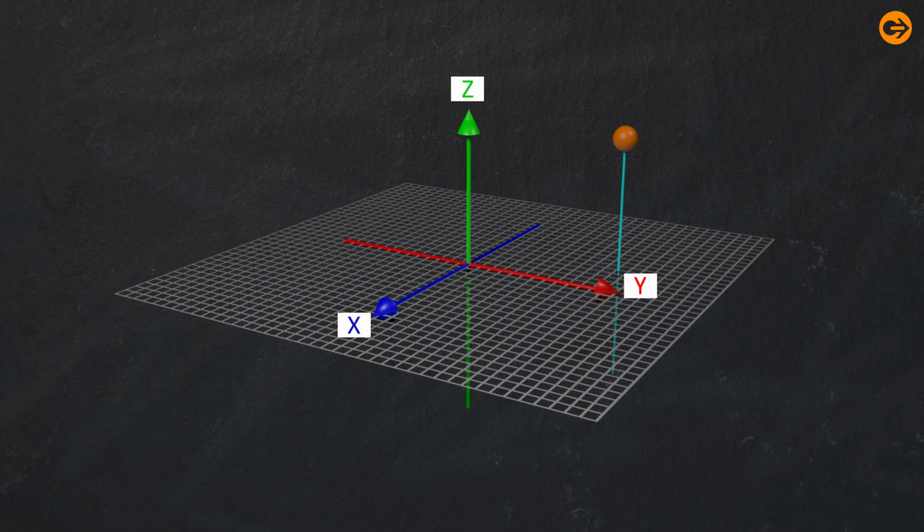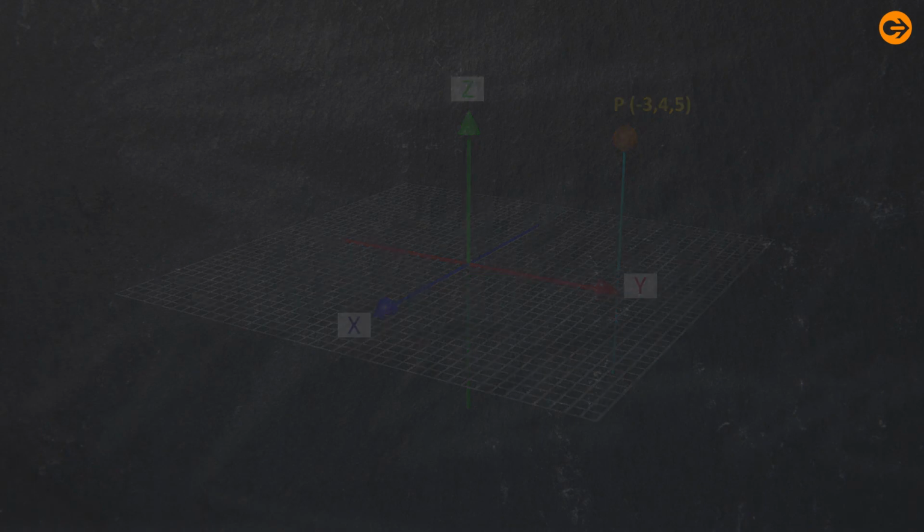Again, a point has the coordinates P(-3, 4, 5), which means that the point is located at 3 units towards the x-axis, 4 units towards the y-axis and 5 units towards the z-axis, respectively, from the origin.